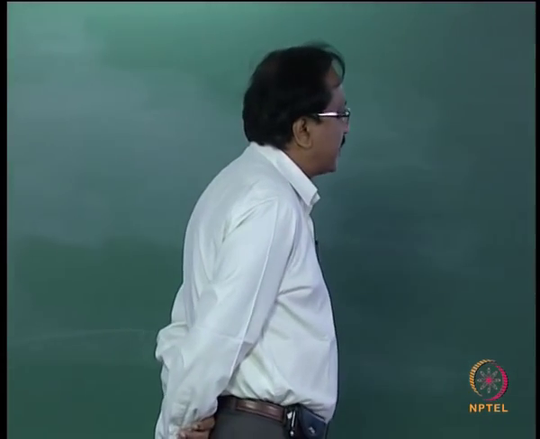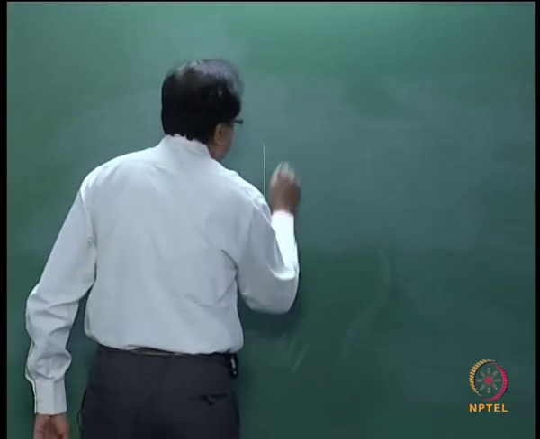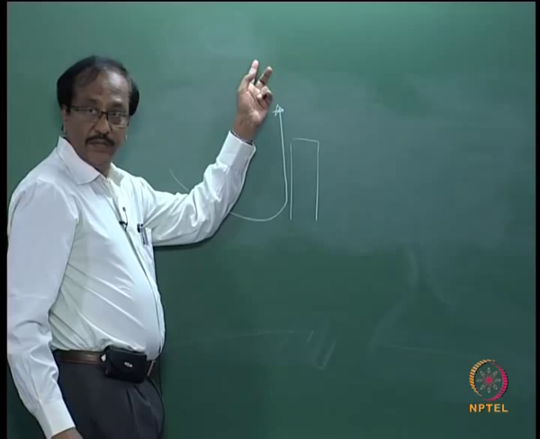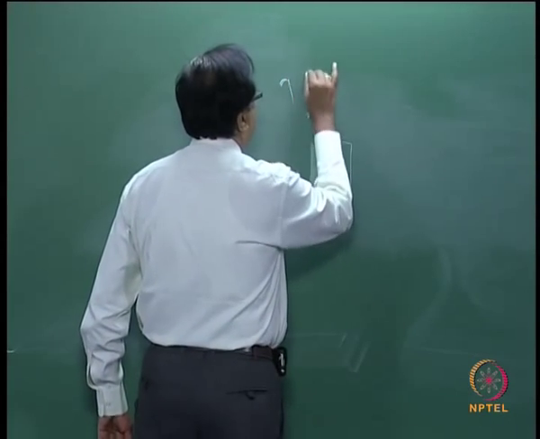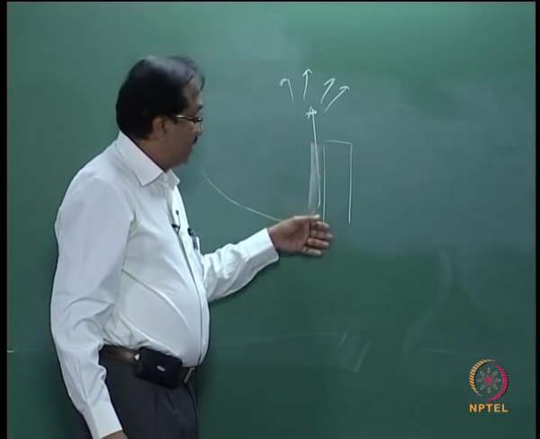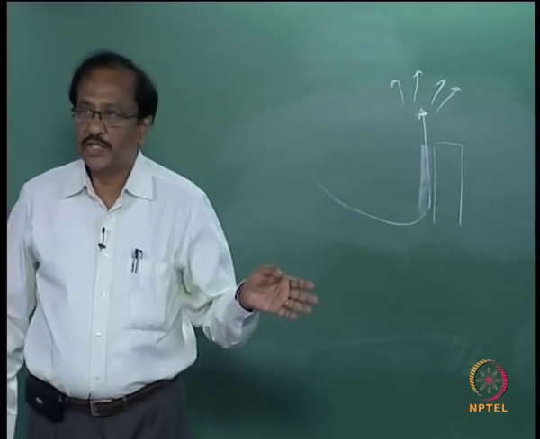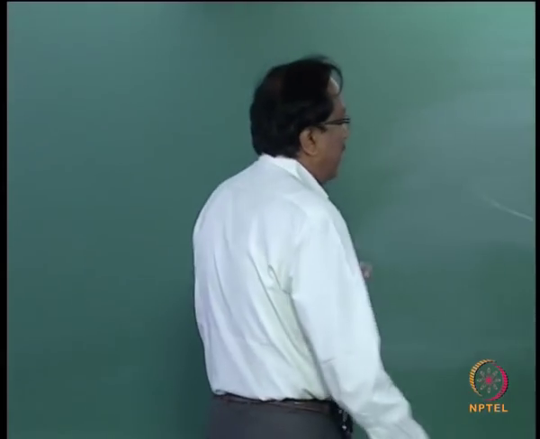Then the composite groins reduce or laterally redirect the rip current that forms on the updrift side of the groin, thereby reducing offshore losses and sand bypassing. This is what I have said. Because if you have straight groins, we have already seen what happens when the flow takes place and the current goes into this. There is a strong current here called the rip current, and after some distance it diverges. But when it is moving like this, there is a possibility of some scour taking place here, and the stability of the groin might become questionable, because if the toe of the groin gives way, then the entire groin can collapse. So composite groins can reduce this kind of current.